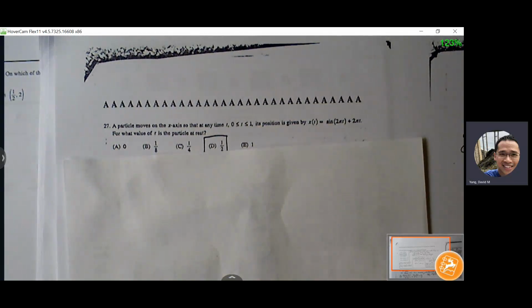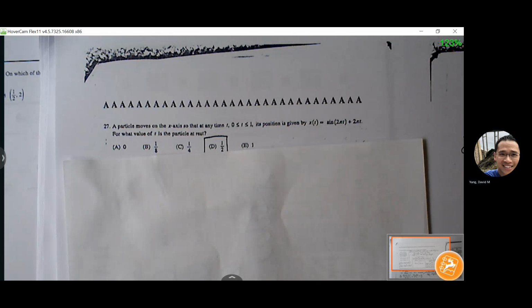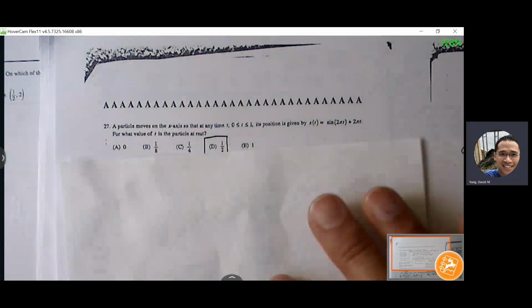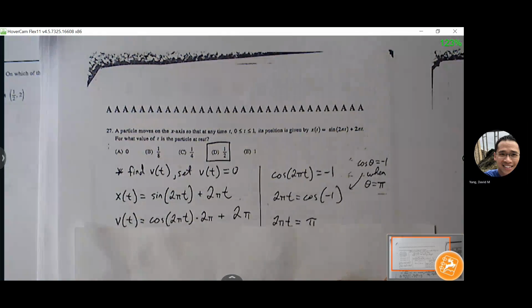Okay, 27, particle moves on the x-axis. Well, at what value is the particle at rest? You know particles are at rest when your velocity is 0, but first we got to get to the velocity. To get to the velocity, we got to go through chain rule. Sine of u becomes cosine of u times u prime. 2 pi t becomes 2 pi.